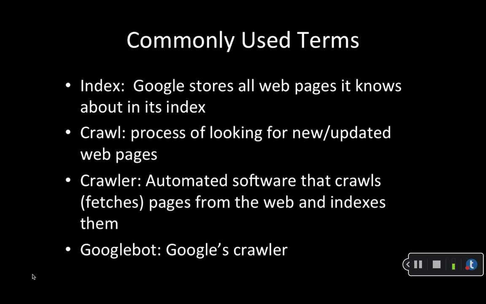Crawl. The process of looking for new or updated web pages. Google discovers URLs by following links, by reading sitemaps, and by many other means. Google crawls the web, looking for new pages, and then indexes them when appropriate. Crawler. This is automated software that crawls or fetches pages from the web and indexes them. And a Googlebot. This is the generic name of the Google crawler. Googlebot crawls the web constantly.